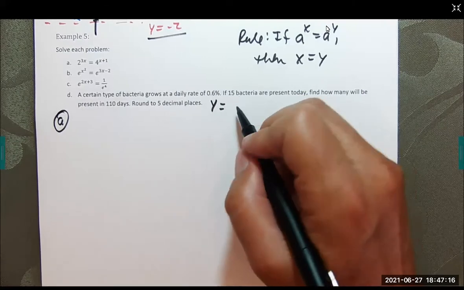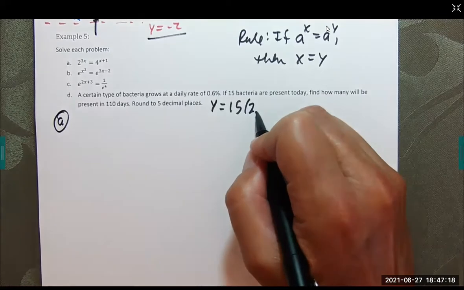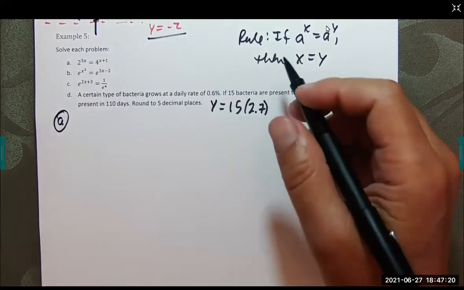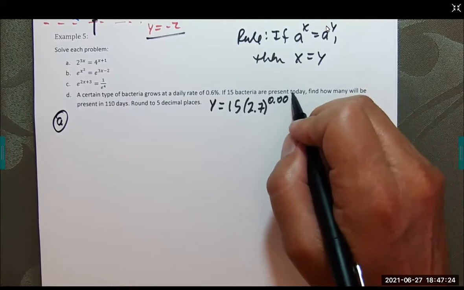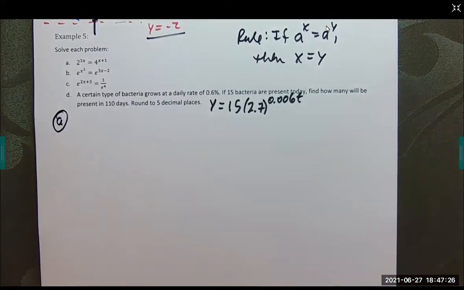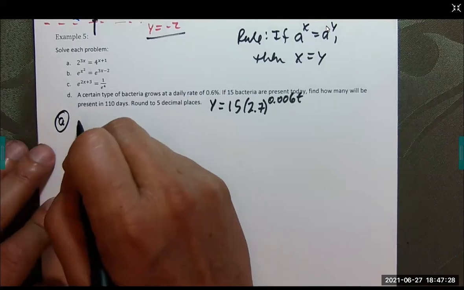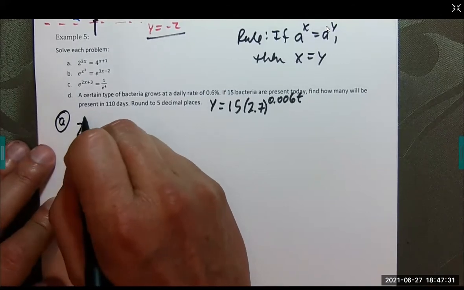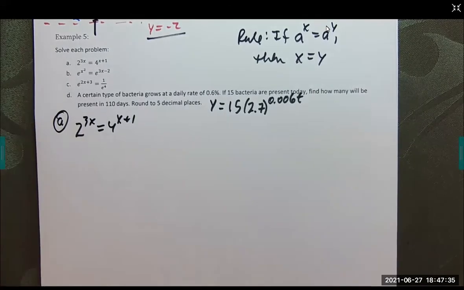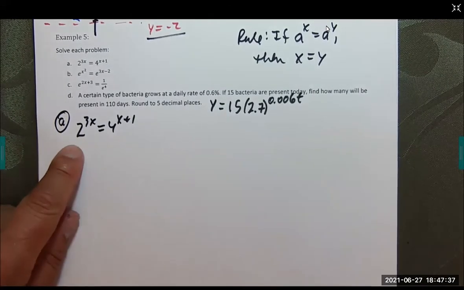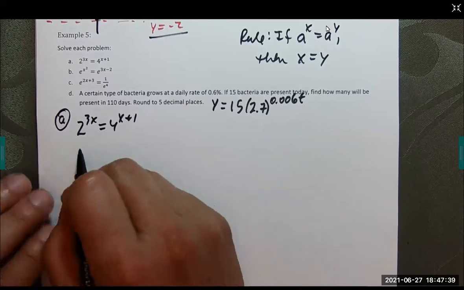This is 15 times 2.7 raised to the 0.006 t. I'll come back to that. Okay, part A. 2 to the 3x equals 4 to the x plus 1. Well, this is base 2. I can turn that into base 2 as well.